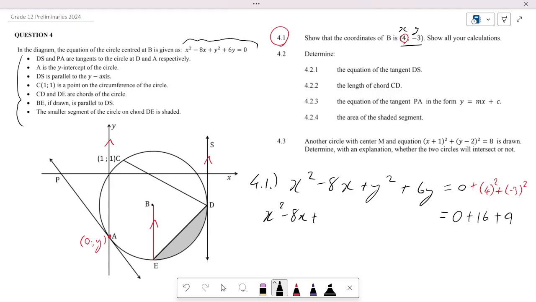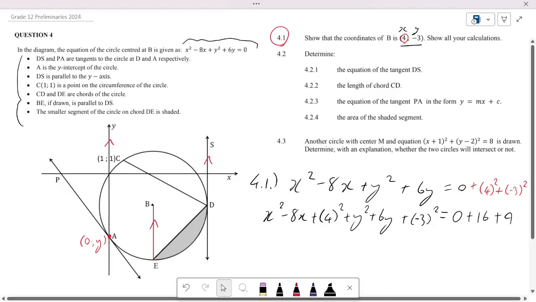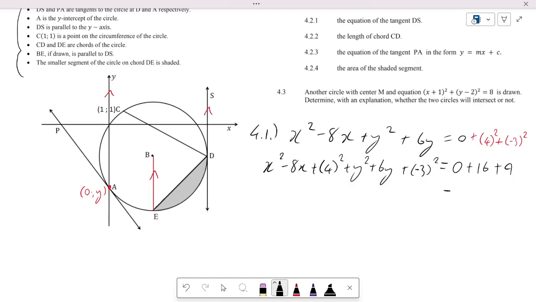Now we're going to add 4 squared, and now you're going to see why this is actually useful, the reason why we're keeping it in the square. Plus y squared plus 6y, and then the other coordinate, which is plus negative 3 squared. Now we are going to simplify this over here, and we get 25 on this side. Then we can see that we actually have 2 trinomials added to each other. Can you see that? Now we can just factorize these.